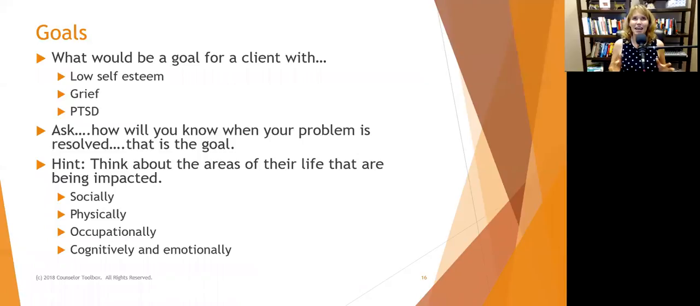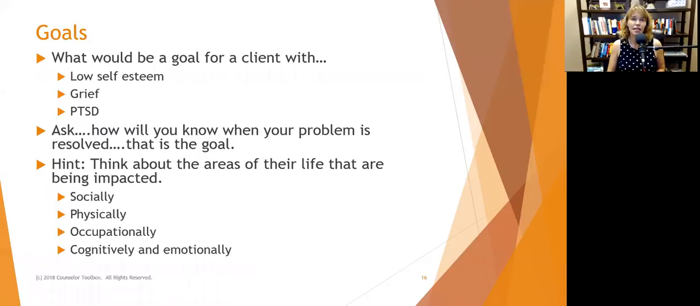So that was kind of a trick question there, but you want to have the client identify what they're looking toward. If they want to say they feel better about themselves, how are you going to be different when you feel better about yourself? Ask the client, how will you know when your problem is resolved? And that's the goal. If the client comes in and says, Doc, I'm depressed, okay, how are you going to know when you're not depressed anymore? Because depression looks different for every single client. So what are the main symptoms that are going to be gone and what's going to be there in its place?